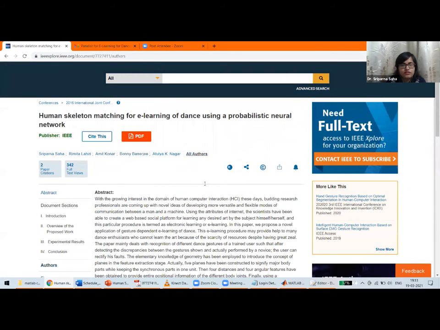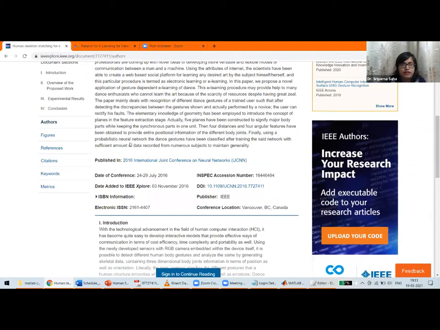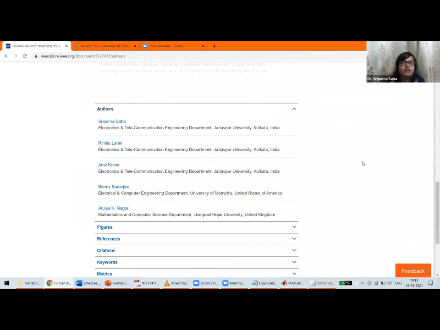So if you go to the authors, you can check along with me that we have in the authors list Dr. Rimita Lahiri, Professor Amit Konar, and others. This is basically a paper from India, USA, and UK. From these three regions, we have participated in this particular research work. So it's a collaborative research work among three different universities. This is one of the works from my PhD days.